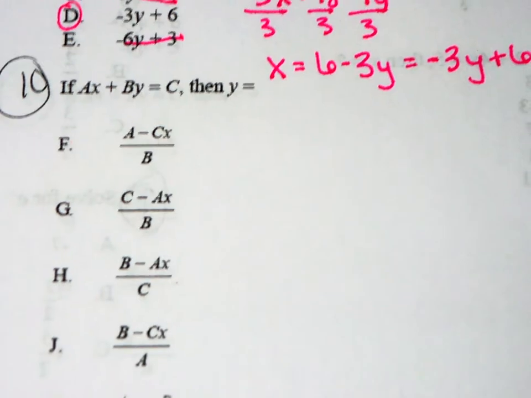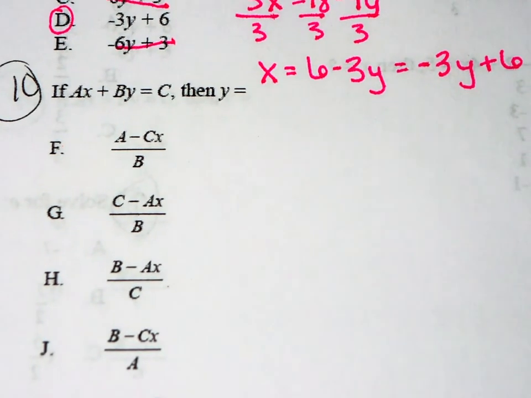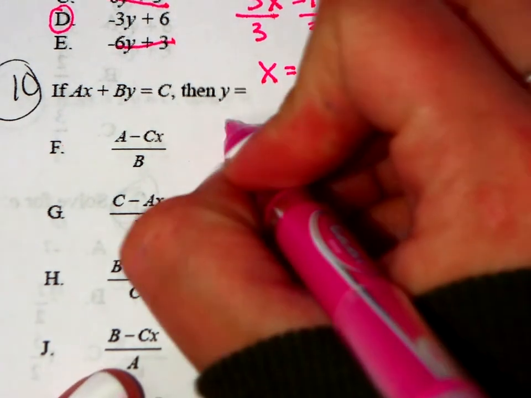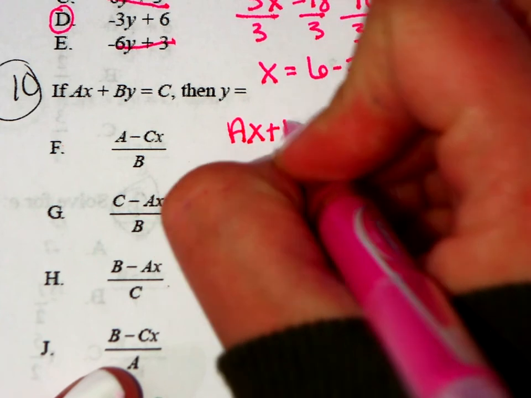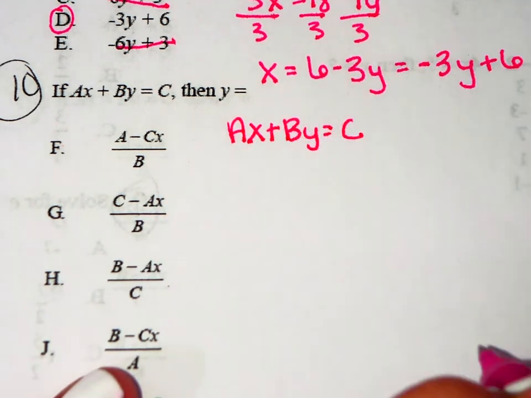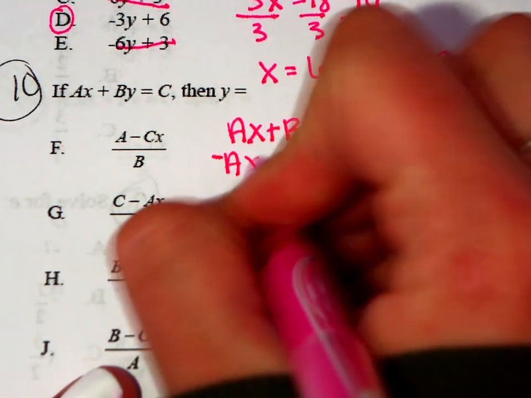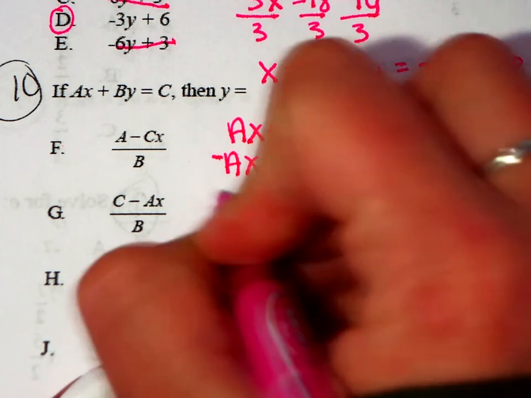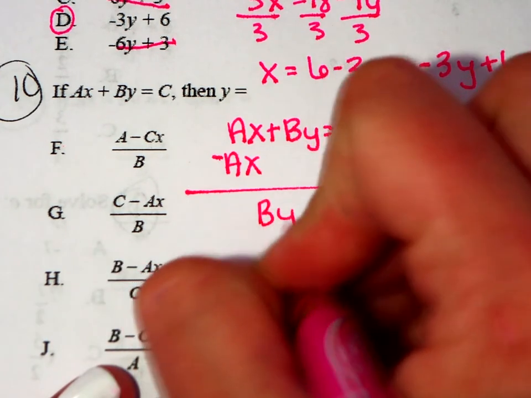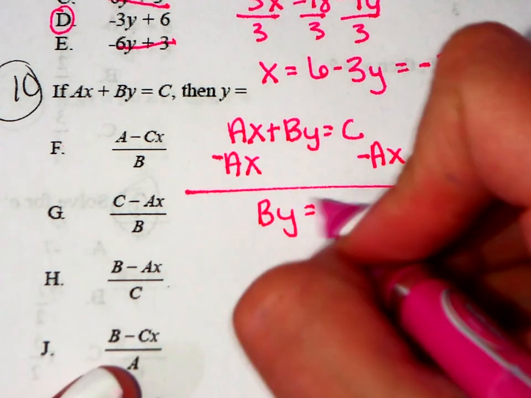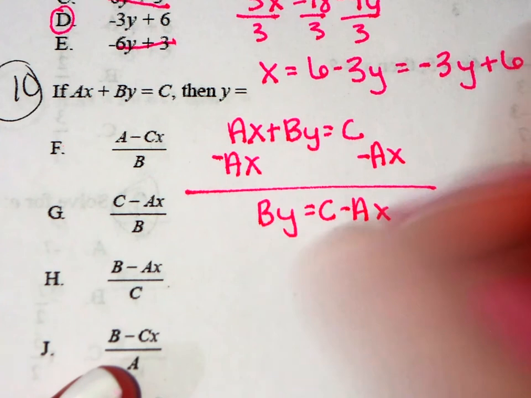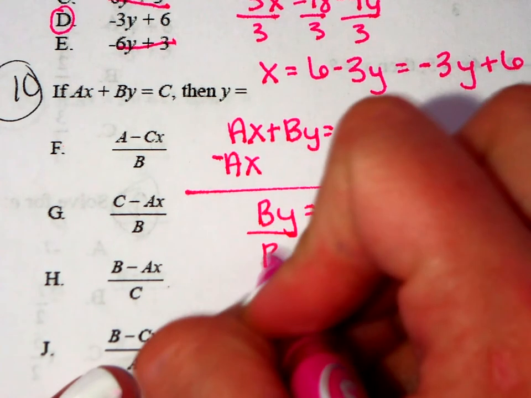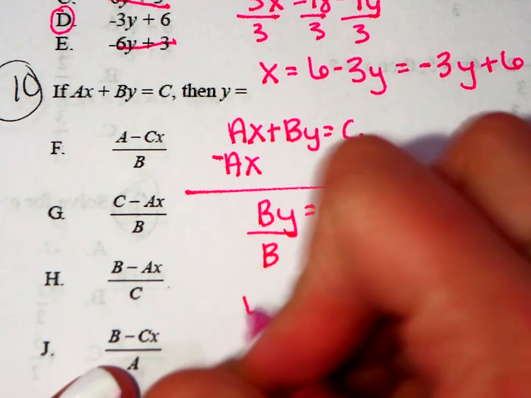Okay, number 10. Our goal is to solve for y. So again, I want to isolate the y variable. The first thing I need to do is move the ax to the other side. I'm left with by equals c minus ax. Then I want to divide by b to get y isolated.